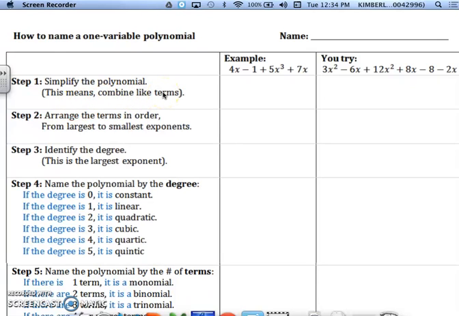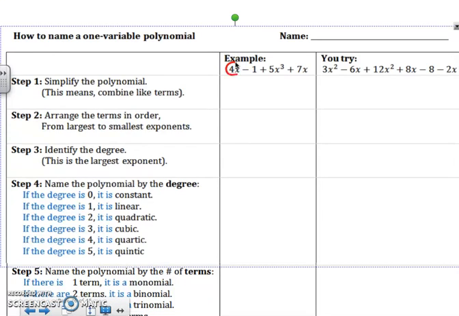So what we're going to do is see which ones look alike. Let's see. I've got an x, a 4x, and a plus 7x. So 1 plus 4 plus 7 would give me 11x. Out of those two terms, I can't combine them, so I would just rewrite them like so. Okay, so first step is to combine like terms.